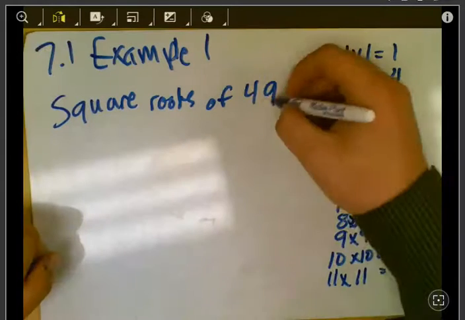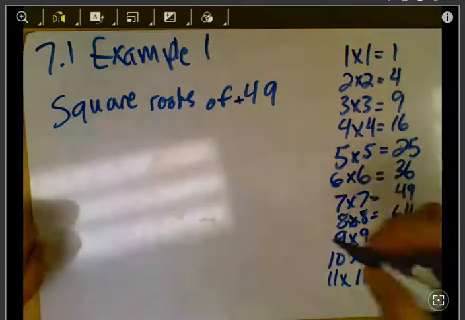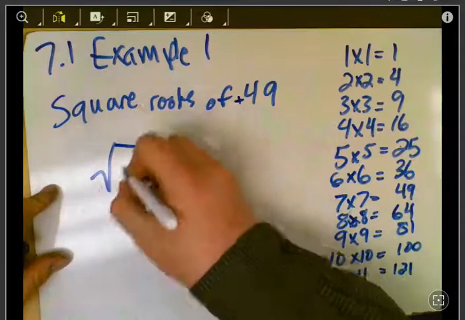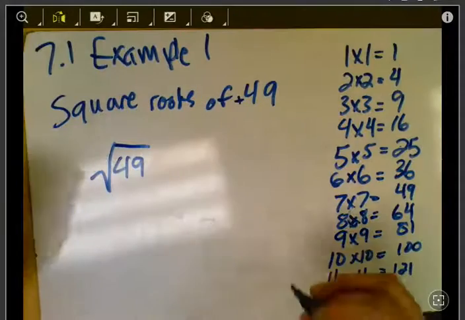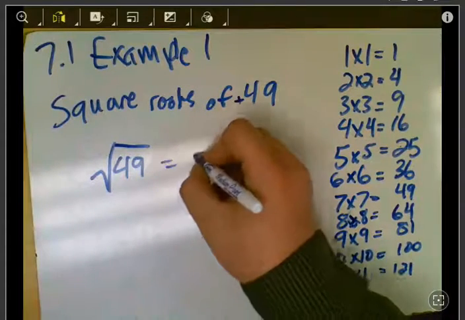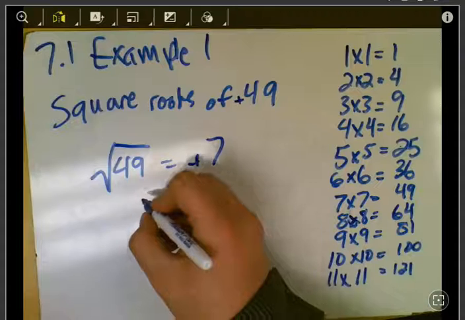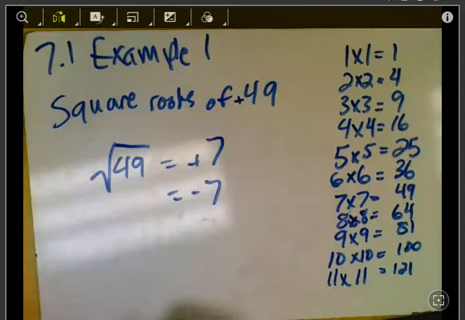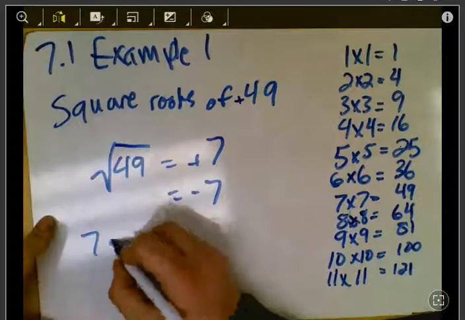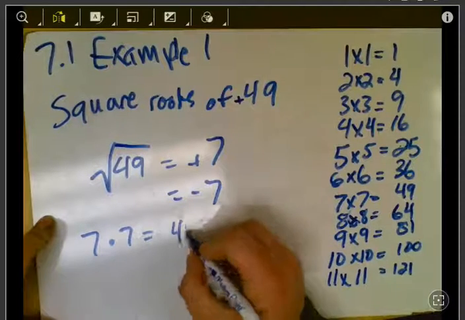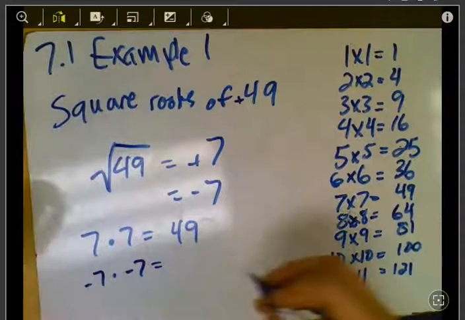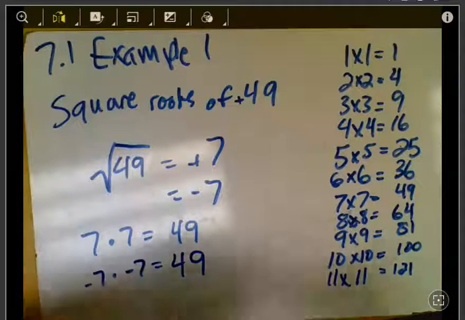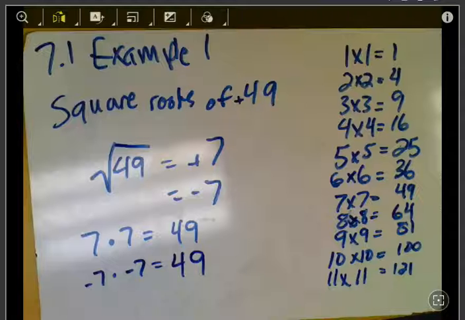So this positive 49 here, this is a positive number, right? The square root of a positive number, this is the square root symbol. Okay, so the square root of 49 has two answers. It has positive 7 and it also is negative 7. Because 7 times 7 equals 49, and negative 7 times negative 7, remember a negative times a negative makes a positive, so that is also 49. Alright, so the square roots of 49 are 7 and negative 7.